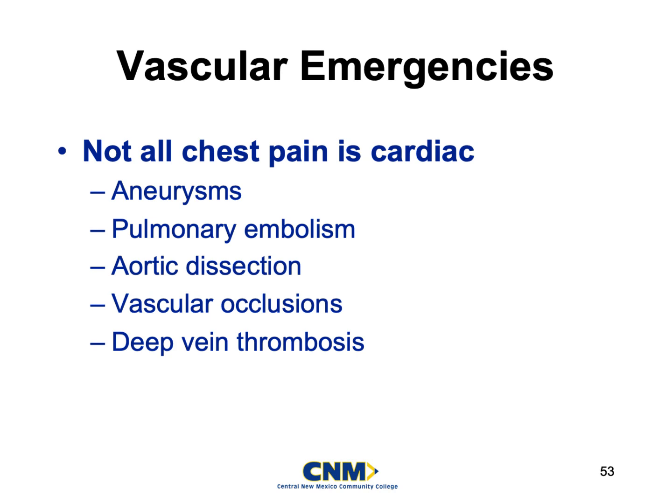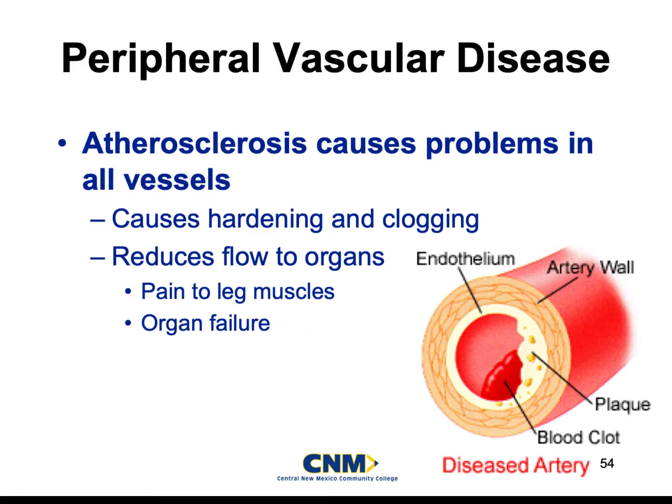Okay, getting into vascular emergencies, we have to remember that not all chest pain is necessarily cardiac in nature. We're going to talk about aneurysms, PEs again, aortic dissections, vascular occlusions or blood clots, and then the big one, the deep vein thrombosis, also known as a DVT. It is a big blood clot that is famous for creating other blood clots in the body once developed, usually found down in the lower extremity.